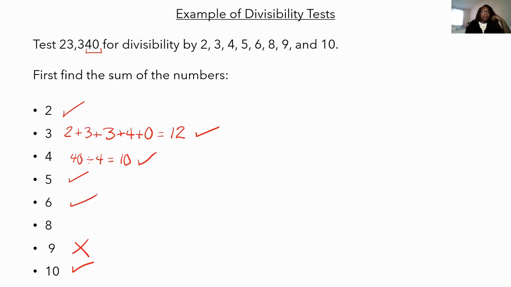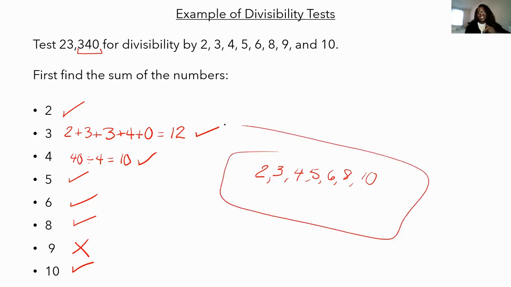So now I'm looking at 8. So remember, 8's kind of similar to 4, but instead of looking at the last 2 digits, it's looking at the last 3 digits. So now we got 340. So does 340 work? And hopefully you're saying yes, because 340 divided by 8 does work out. So it seems like the only one that doesn't work out in this case is 9. So it's divisible by 2, 3, 4, 5, 6, 8, and 10. All right? So it works for all of those except for 9.